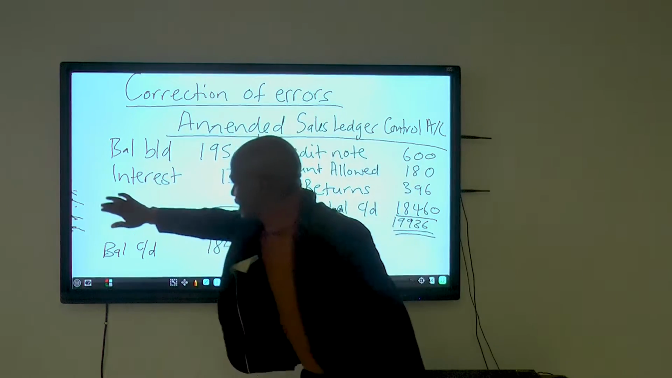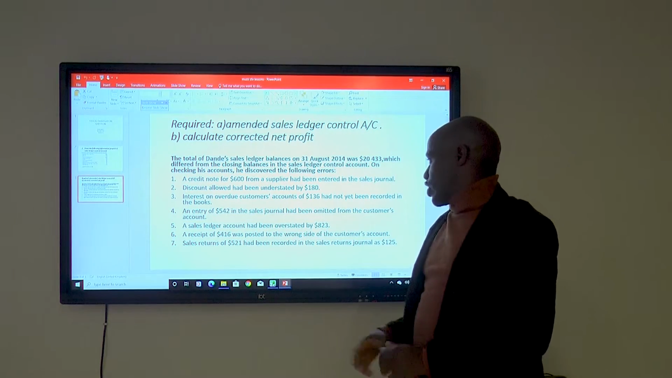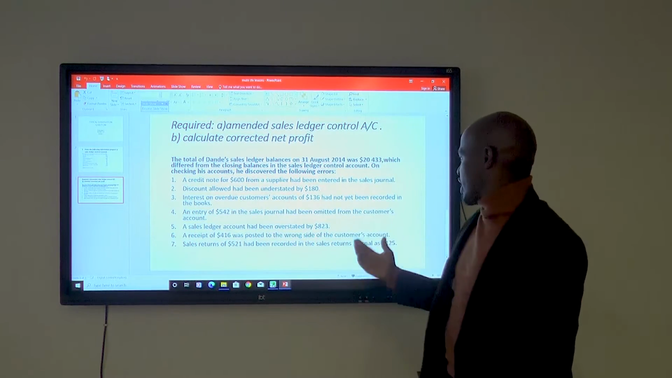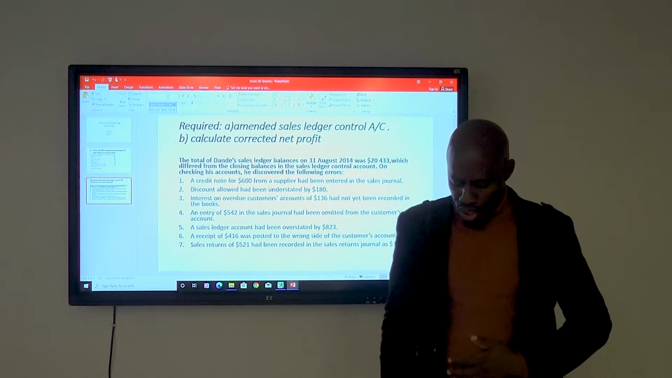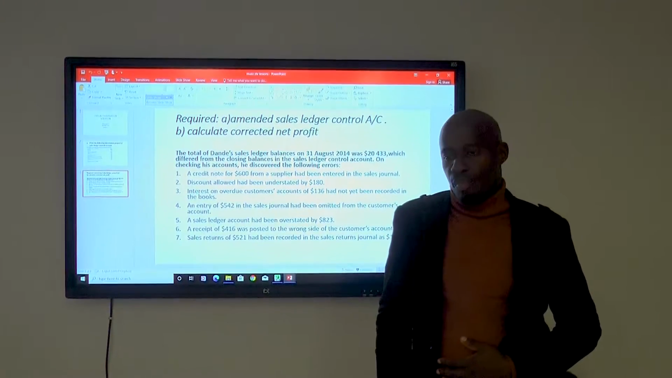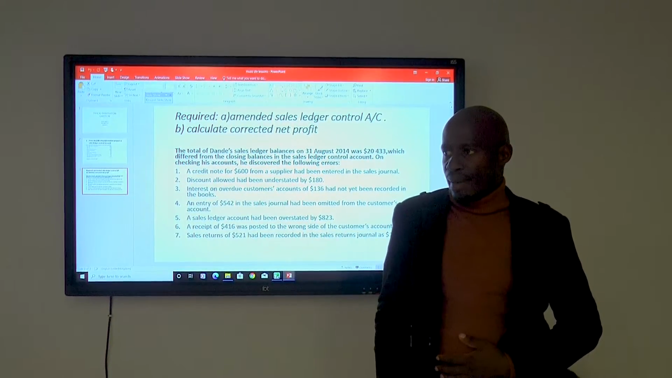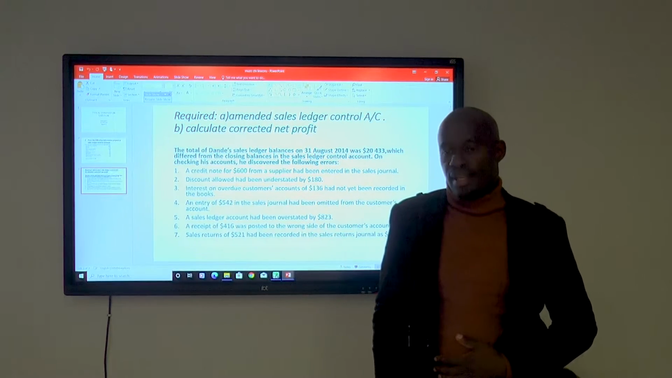Then we move on to the next error, error number 3. Interest on overdue customers' accounts of 136 had not yet been recorded in the books. Right, you would remember, or maybe at home, you have accounts at Edgars, you have accounts at Jet.